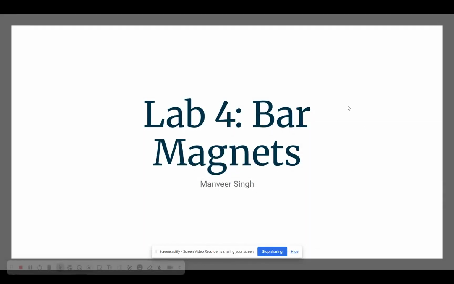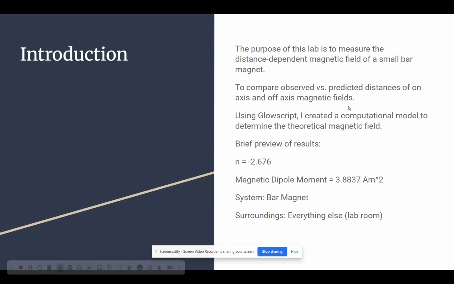This is lab 4, bar magnets, by Manveer Singh. So, introduction: the purpose of this lab is to measure the distance dependent magnetic field of a small bar magnet and to compare observed versus predicted distances of on-axis and off-axis magnetic fields.